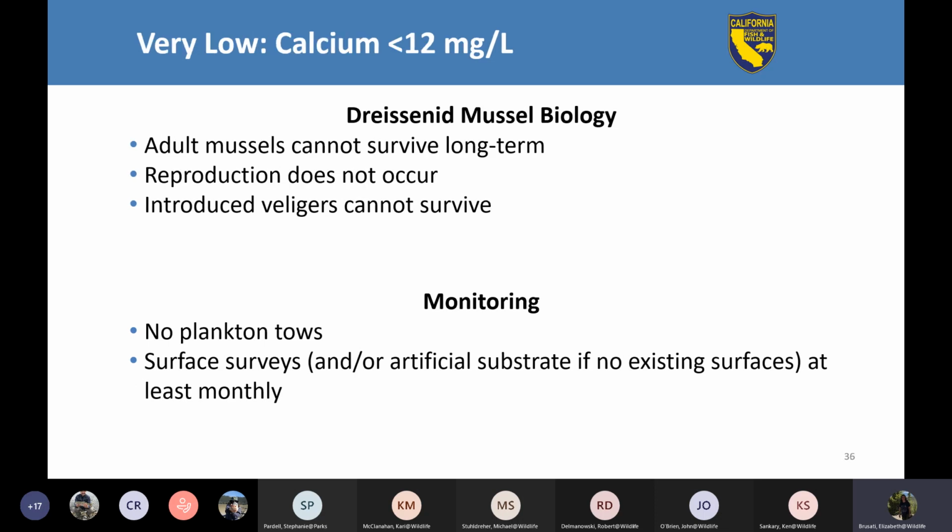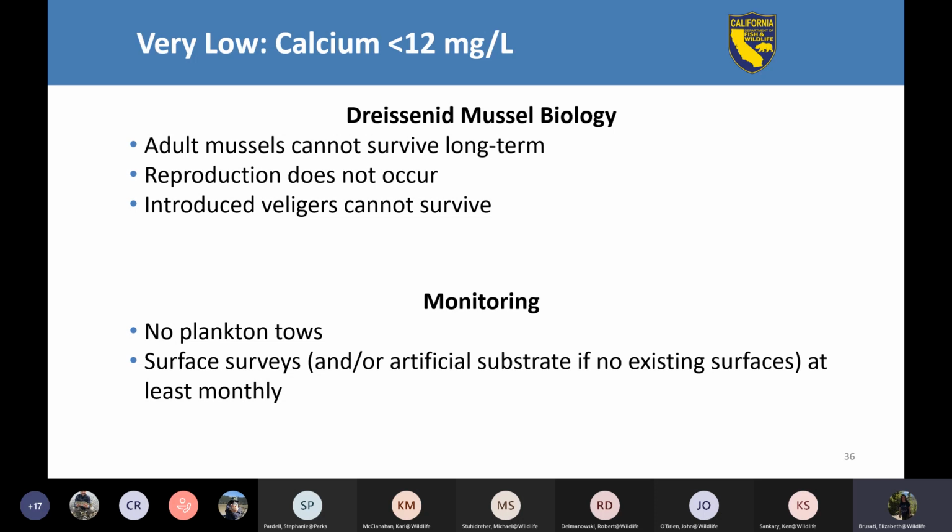And finally, if you have very low calcium, so less than 12 milligrams per liter, the adult mussels cannot survive long term. There will not be reproduction. Veligers probably cannot survive. However, state law still requires that you conduct mussel monitoring. The State Fish and Game Code does not make any distinction based on calcium or any other form of risk in terms of mussel monitoring.